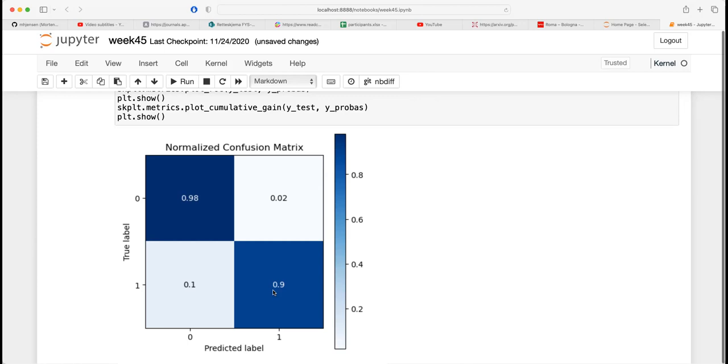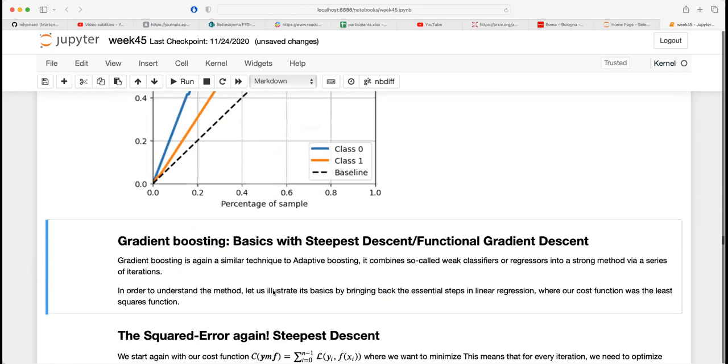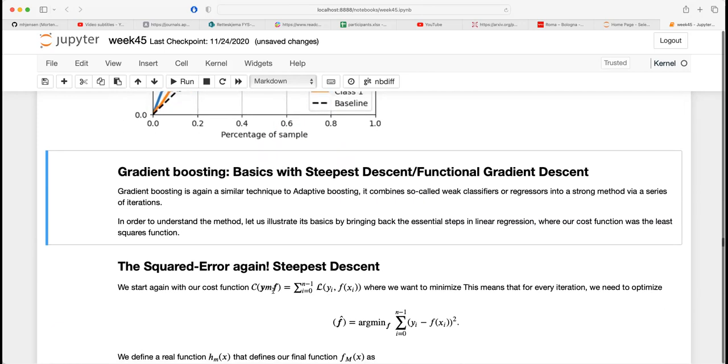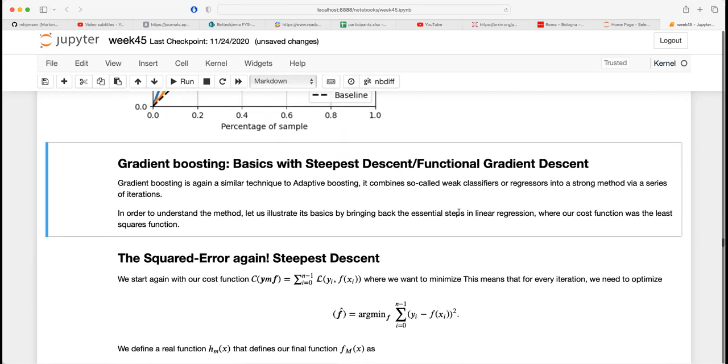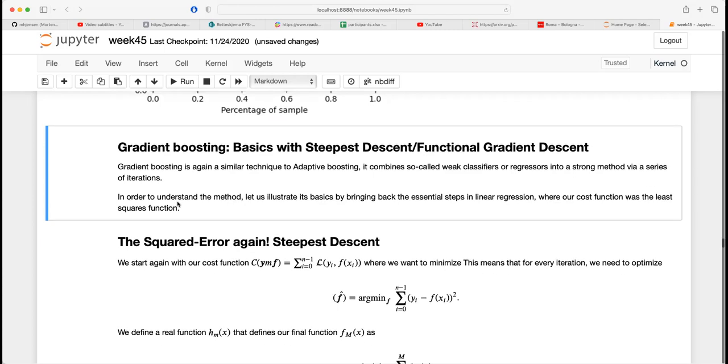So I want to spell out the algorithms for those methods which I think are easy to implement. So let me see if I can convince you that they aren't that difficult. So if we look at these boosting methods, the gradient boosting is a similar technique to adaptive boosting, but it combines, again, a weak classifier or regressor into a strong method via a series of iterations.